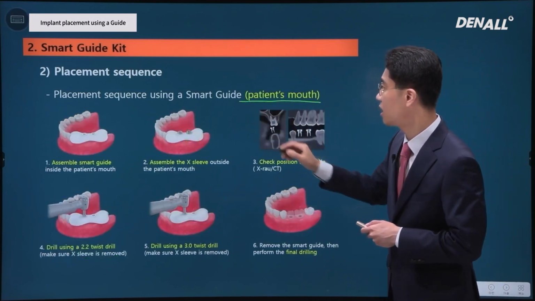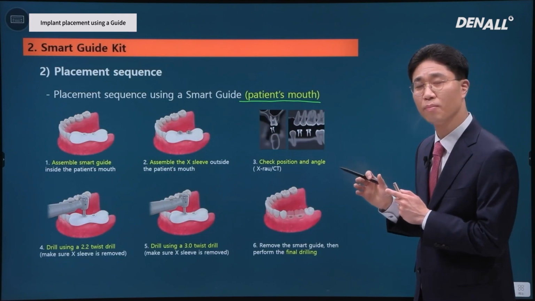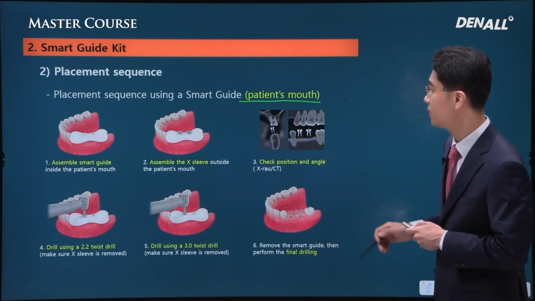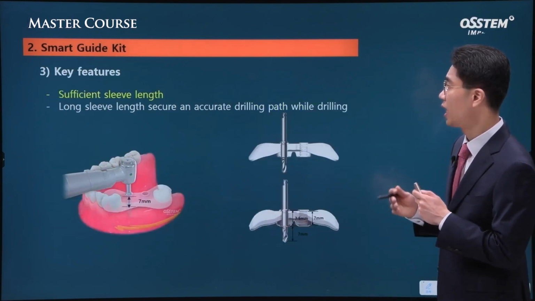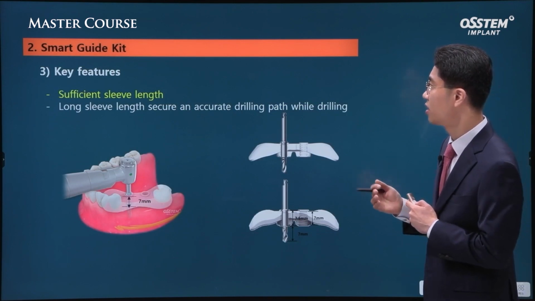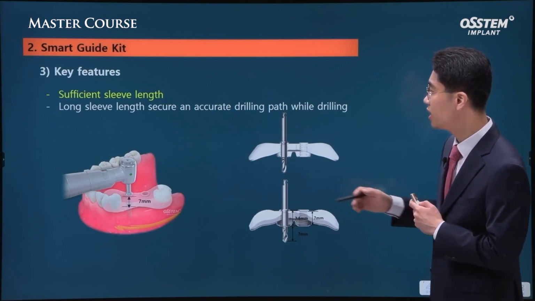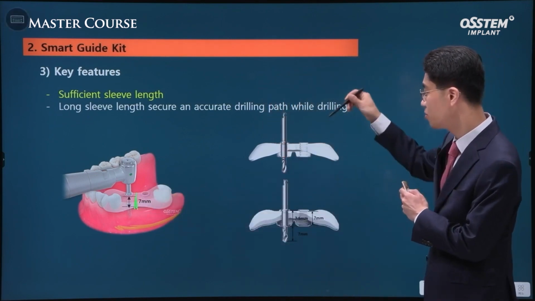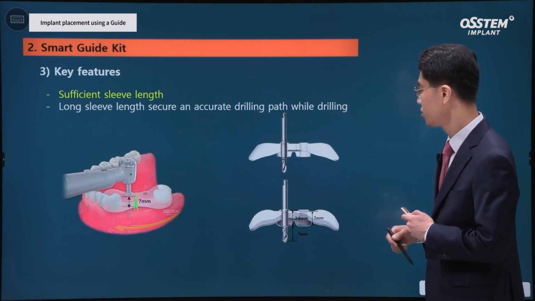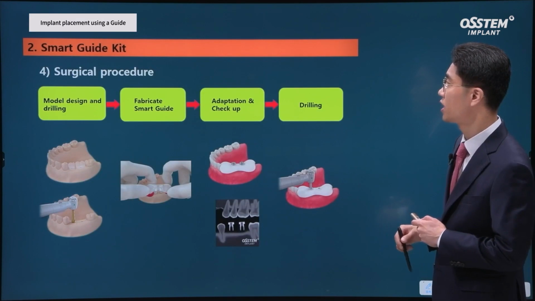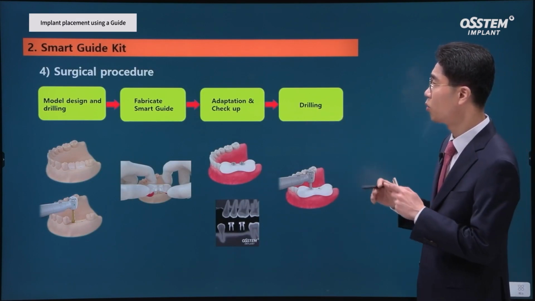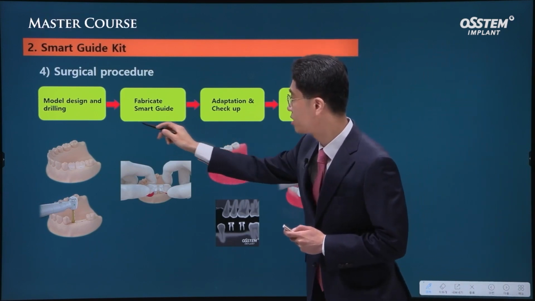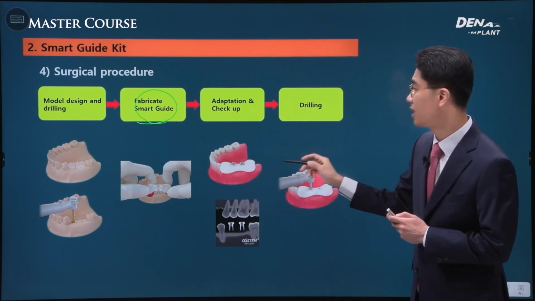You can do this not just by using the model, but also you can make it in the patient's oral cavity. And you can use this guide to place the implant. Compared with other guide kits, the Smart Guide Kit has a sleeve, and therefore, with sufficient sleeve length, you can get a more stable path. If you look at the procedure once again, using the model, the guide can be fabricated, and this can be fabricated within the patient's oral cavity. Once the guide is fabricated, you can use it during surgery to get appropriate drilling.